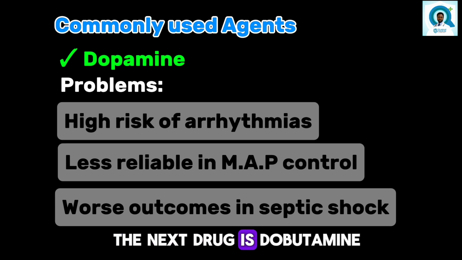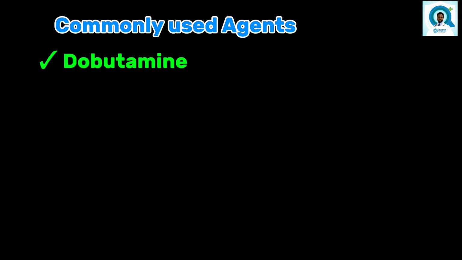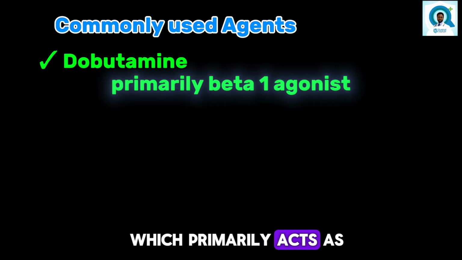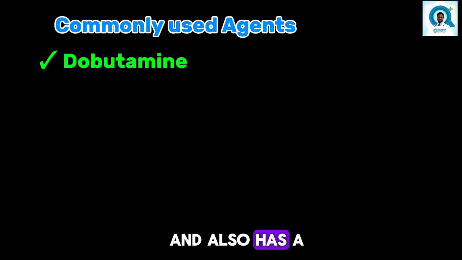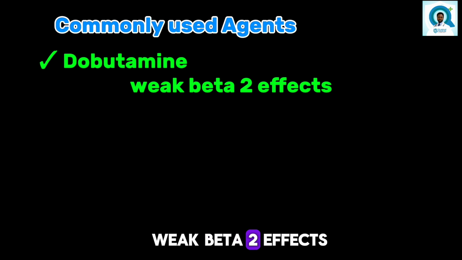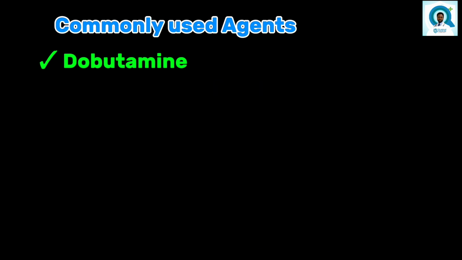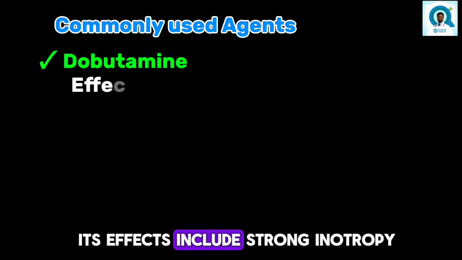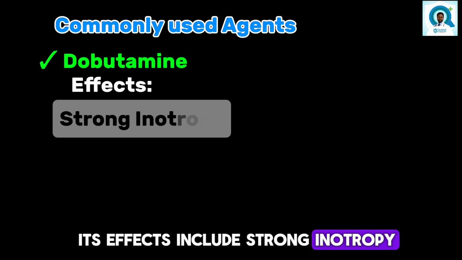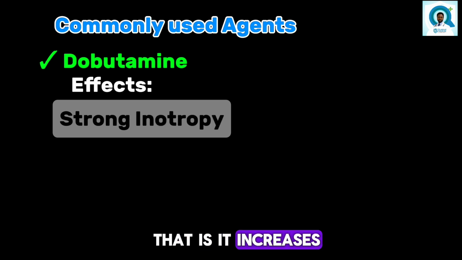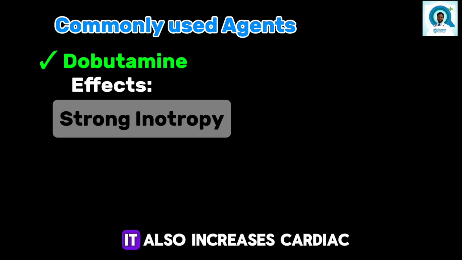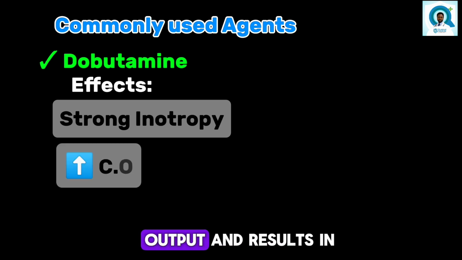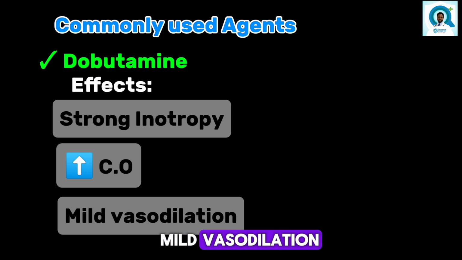The next drug is Dobutamine, which primarily acts as a beta-1 agonist and also has a weak beta-2 effect. Its effects include strong inotropy, that is, it increases cardiac contractility. It also increases cardiac output and results in mild vasodilatation.